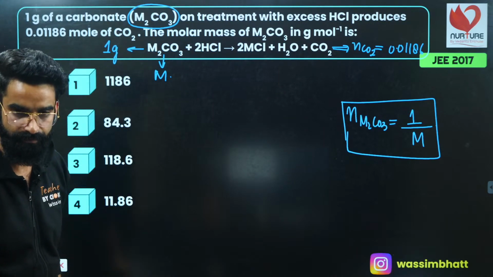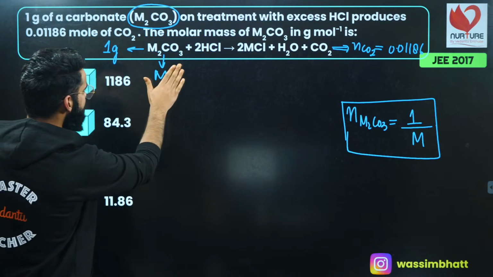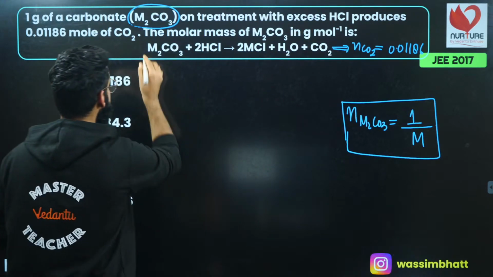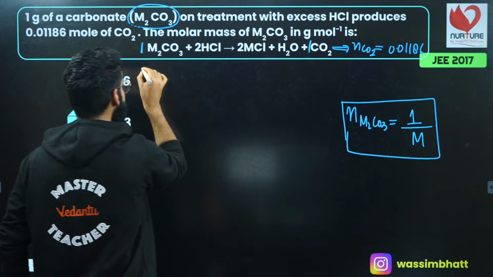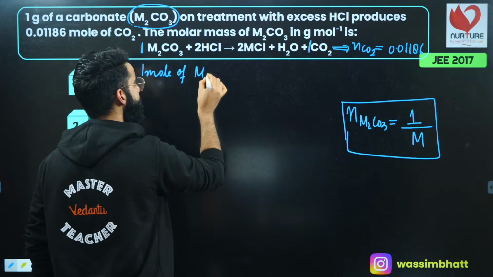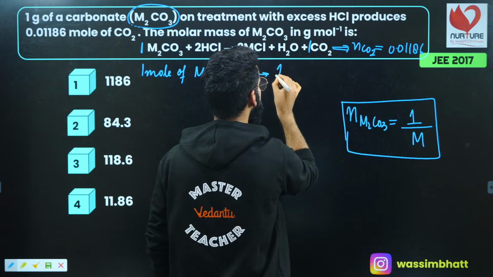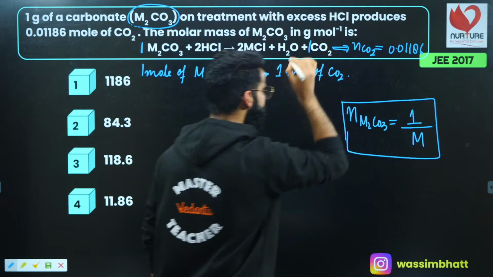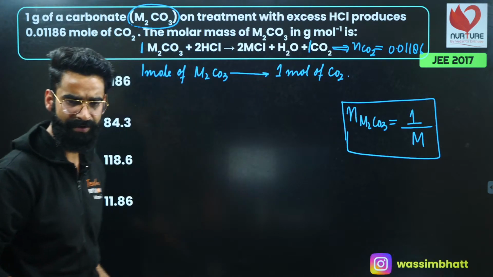See people, how will I be solving this? Understand. Now, the reaction is balanced, and the stoichiometric coefficient right here is 1. Can I say something like this? 1 mole of metal carbonate produces 1 mole of carbon dioxide. As per the stoichiometry of the reaction, I can clearly say 1 mole of metal carbonate produces 1 mole of carbon dioxide.